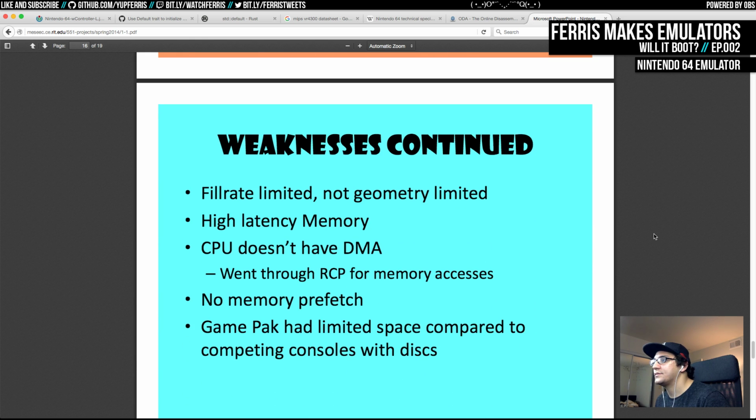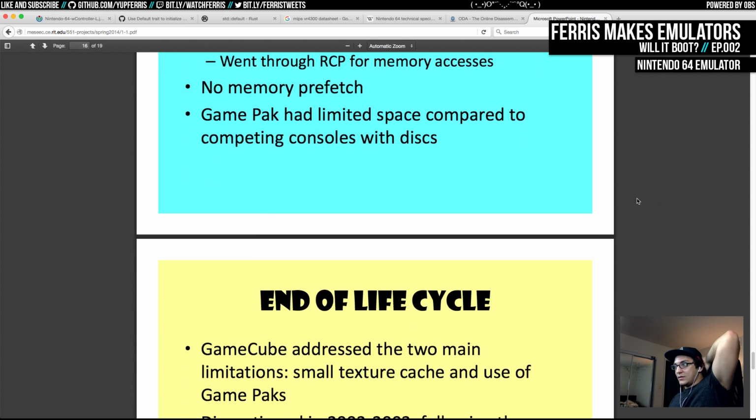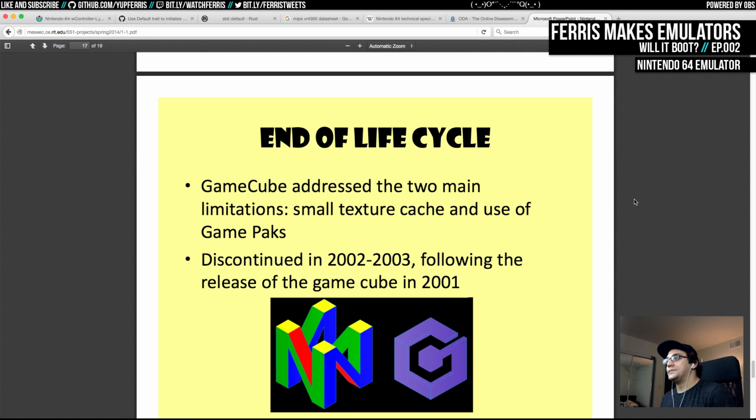Texture cache. Fill rate limited, not geometry limited. If you don't know a lot of this stuff, that probably means you haven't done a lot of graphics programming. It's perfectly understandable. We won't have to deal with that till much later.